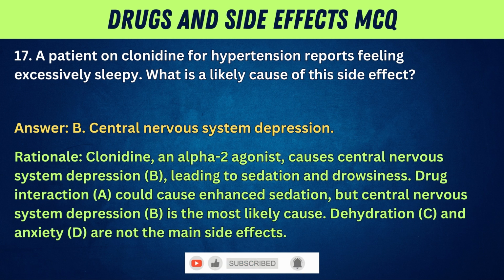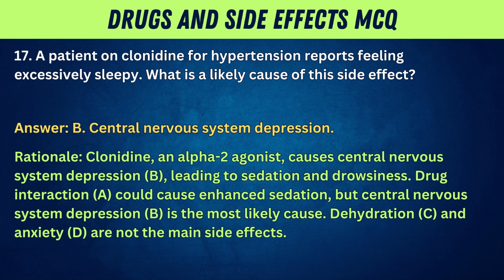Rationale: clonidine, an alpha-2 agonist, causes central nervous system depression, B, leading to sedation and drowsiness. Drug interaction, A, could cause enhanced sedation, but central nervous system depression, B, is the most likely cause. Dehydration, C, and anxiety, D, are not the main side effects.